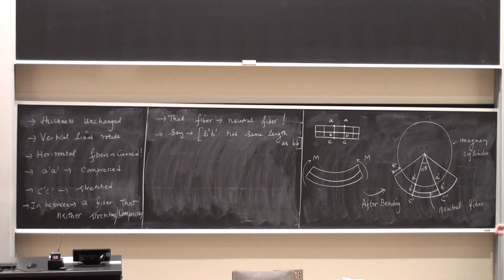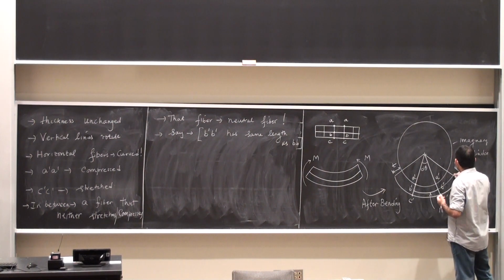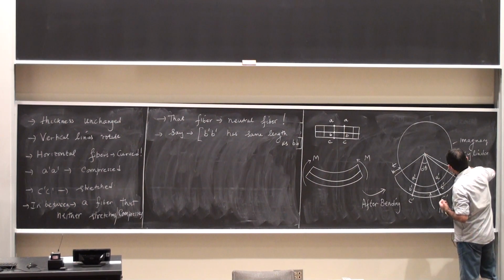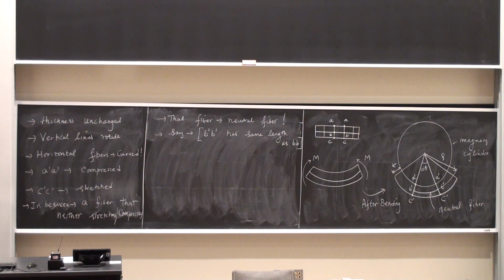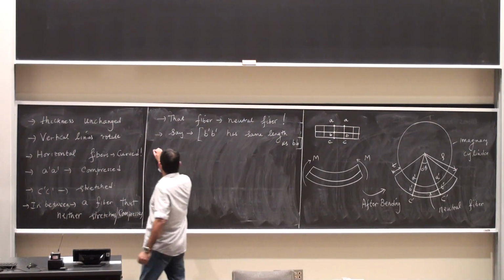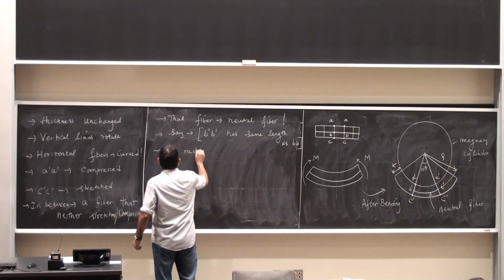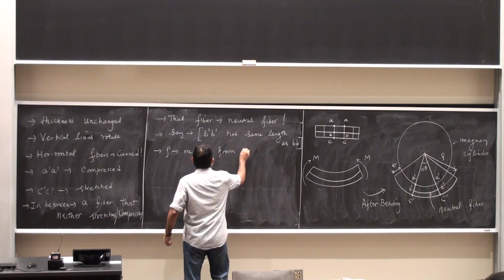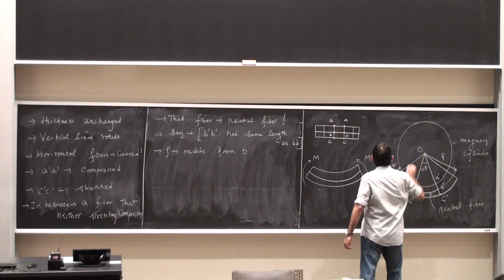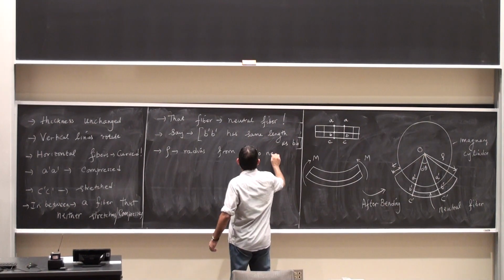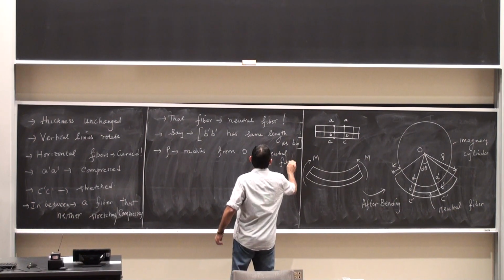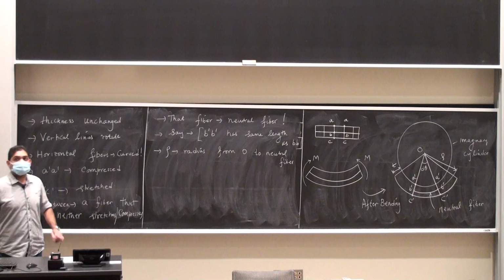I'm going to say that the radius from the center of this hypothetical circle, this is just an imaginary circle, all the way to where this arc B prime is, I'm going to call that radius rho. Okay, so that's the radius rho, from O, which is here, to the neutral fiber. Is everybody with me so far?